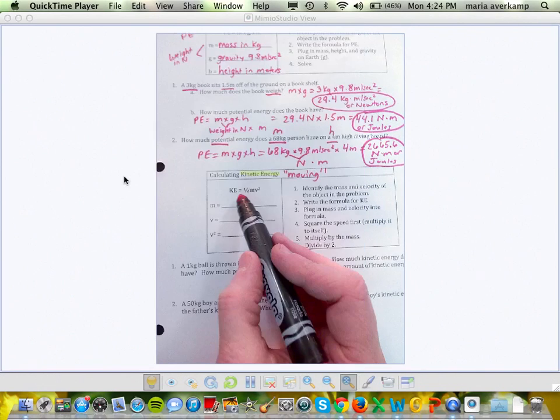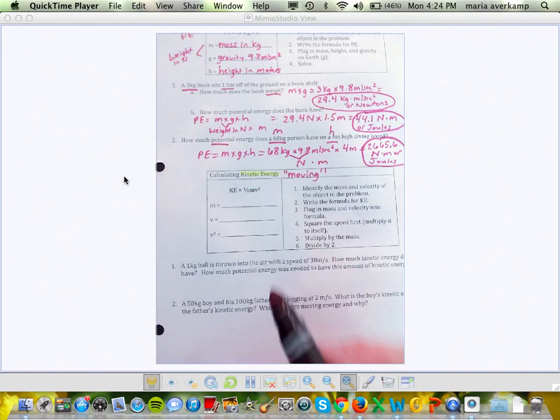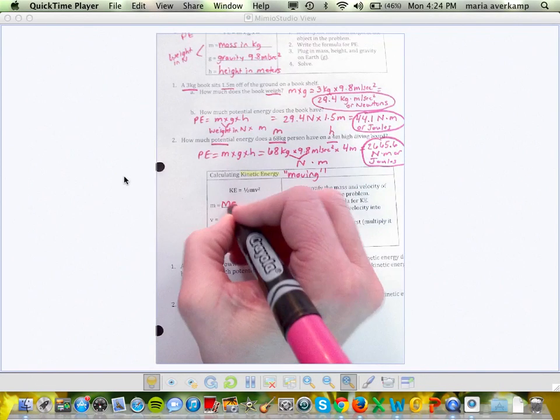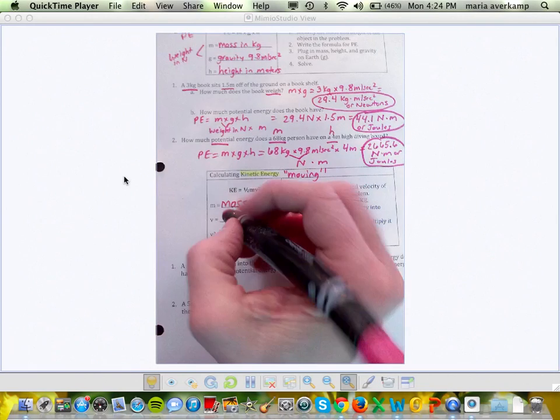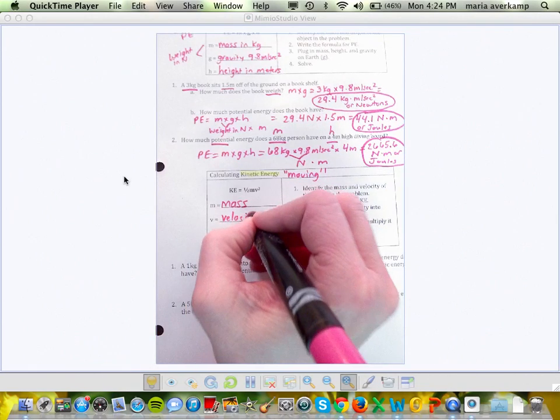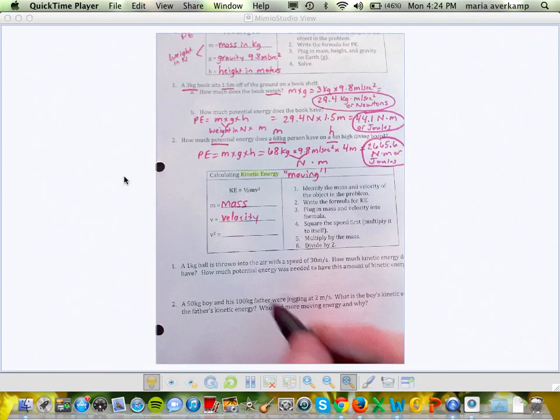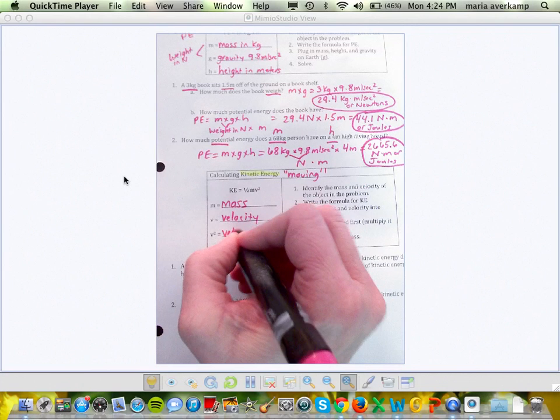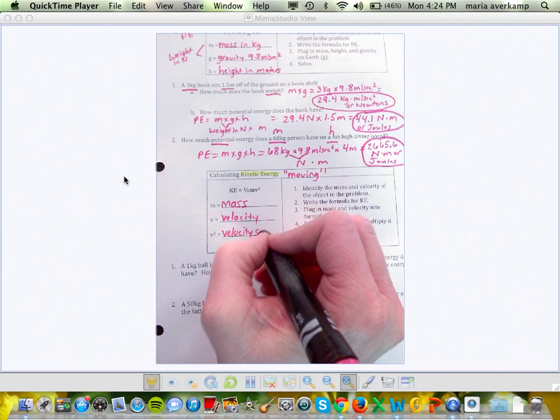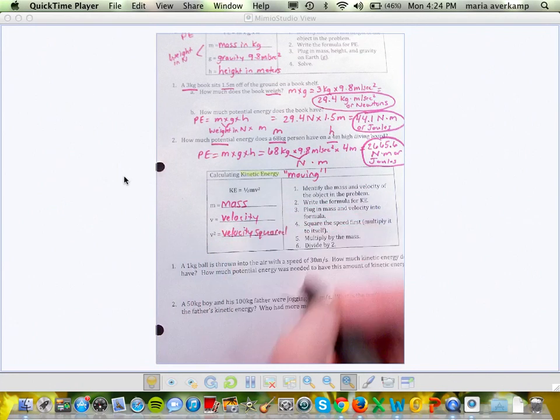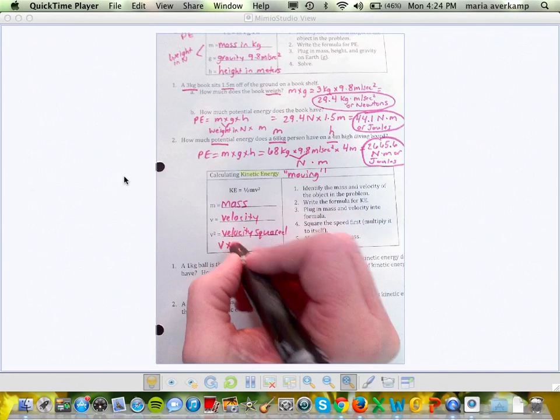KE equals half of m times v squared. So the m simply stands for the mass of the object. V is the velocity or the speed. And when I do v squared, that simply means I need to square the speed. So velocity squared. And when I square velocity, I simply take velocity times velocity.